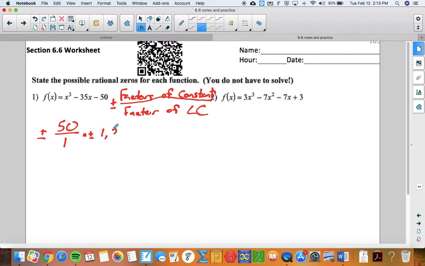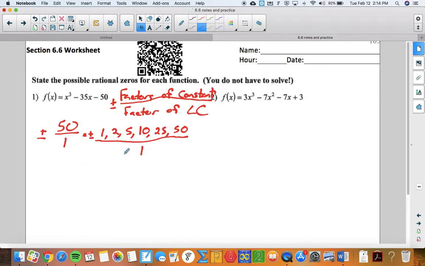1, 2 goes into it, 3, 4, 5 goes into it, 6, 7, 8, 9, 10 goes into it. I don't think I missed any there. Well, I'm not done yet. 5 times 10 is 50, 2 times 25 is 50, and then 1 times 50 is 50. So you can kind of use the initial factors to help you find the bigger ones. And then the factors of 1 is just 1.